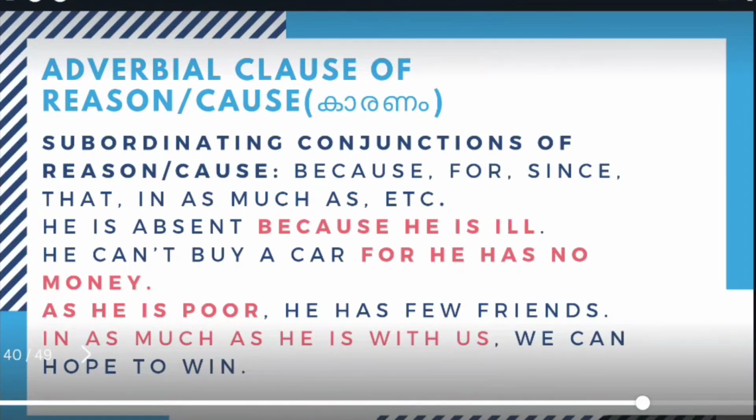Next one, inasmuch as he is with us, we can hope to win. So we can hope to win. നമുക്ക് ജയിക്കാൻ പ്രതീക്ഷയുണ്ട്. That is the main action or the main clause, and it is supported by a dependent clause, and that is inasmuch as he is with us. അവൻ നമ്മളുടെ കൂടെ ഉള്ളിടത്തോളം കാലം നമുക്ക് ജയിക്കാൻ സാധ്യതയുണ്ട്. So inasmuch as he is with us is an adverbial clause of reason which explains the main action.